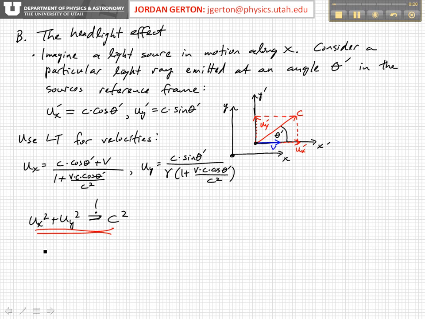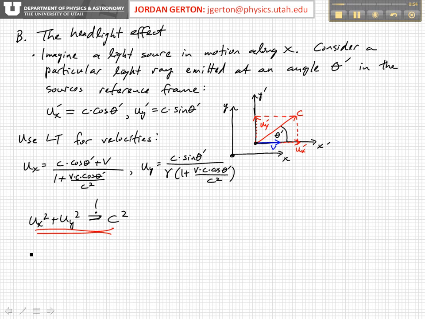So let's calculate the angle theta, which is measured in the unprimed reference frame, the one that's, let's say, stationary, while the source is the one we're considering to be moving. If we look at the primed frame, we notice that cosine theta prime is just ux prime divided by c, and we've written it here. Ux prime divided by c is equal to cosine theta prime.